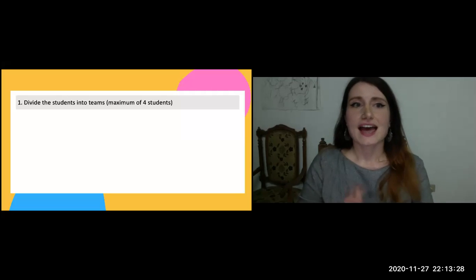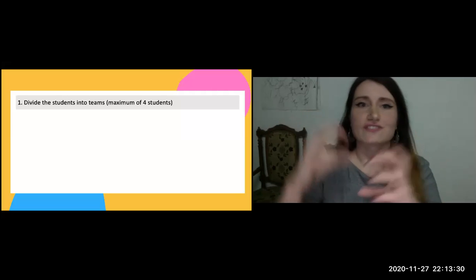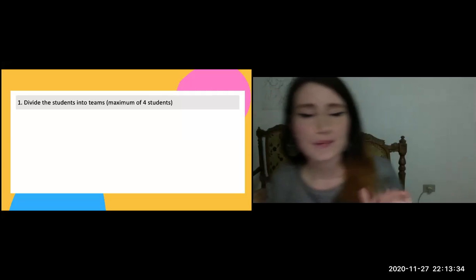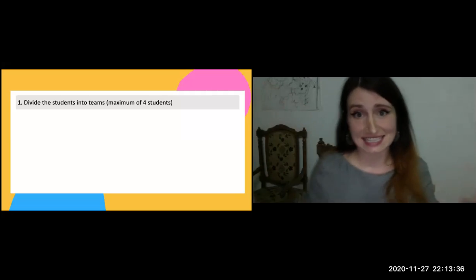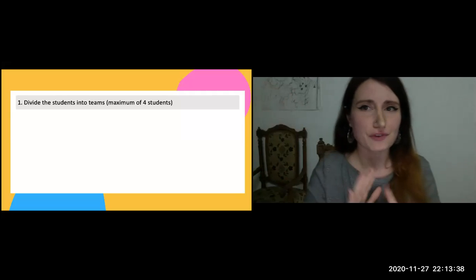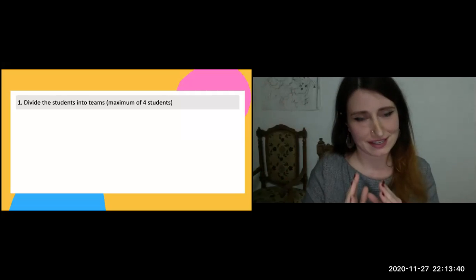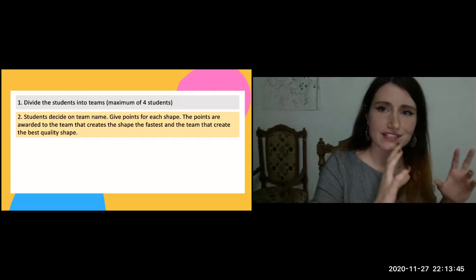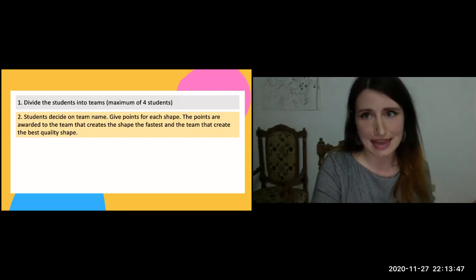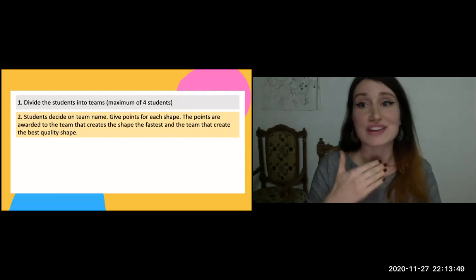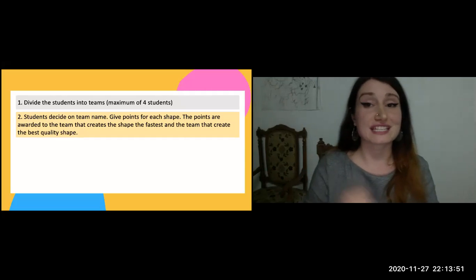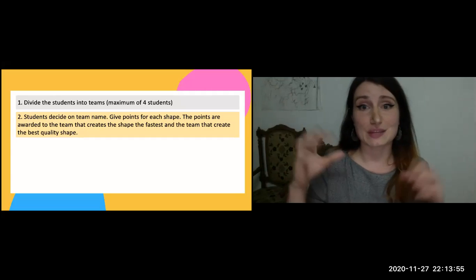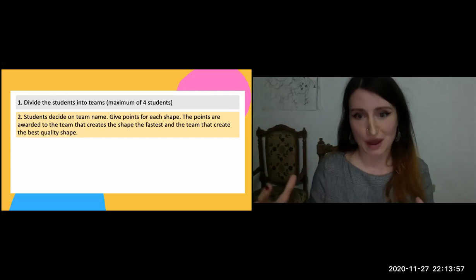I'll talk you through each activity step by step as to what you need to do. Start by dividing the students into teams. I'd say maximum 4, maybe 5 students in a team, okay? And then the students decide on a team name. With this game, we give points, for the team that makes the shape the fastest and the team that creates the best quality shape as well.